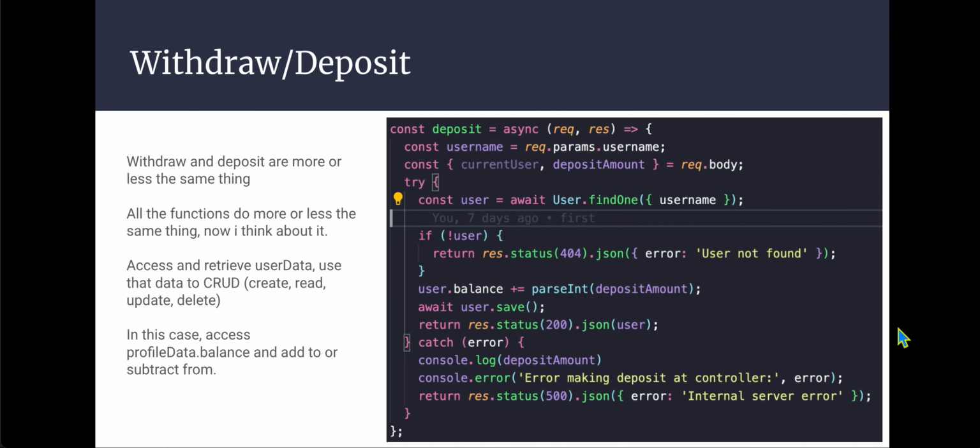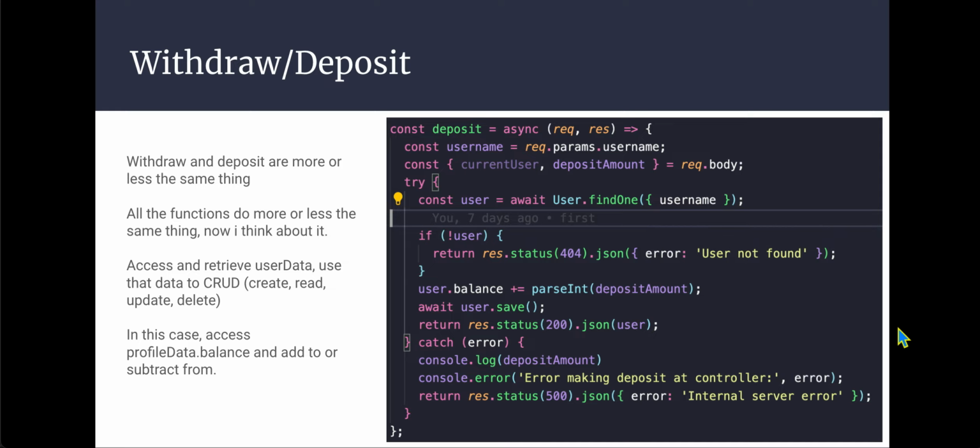And then the withdraw and deposit, which are pretty much the same thing, just a plus or a minus. All the functions do more or less the same thing. Now that I think about it: access and retrieve the user data, then use that data to CRUD, just do something with it, whether you're displaying it or altering it. In this case, access the profile data, dot balance, and add to it or subtract from it.